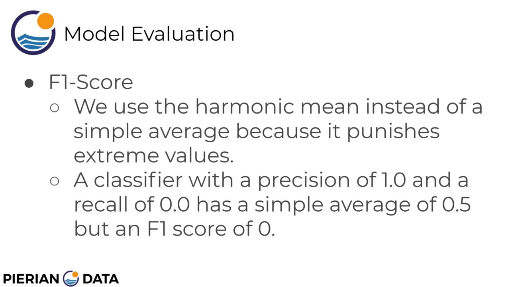For example, if you created a classifier that had a precision of 1, meaning essentially perfect precision, and a recall of 0, essentially the worst recall possible, if you were just to take the simple average of this, then it would be 0.5.